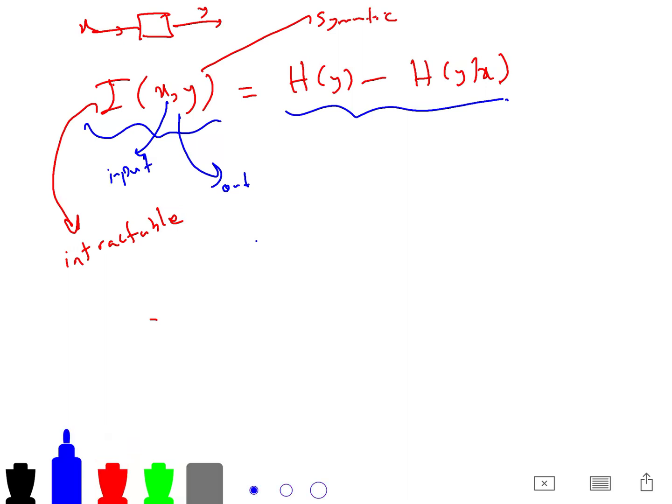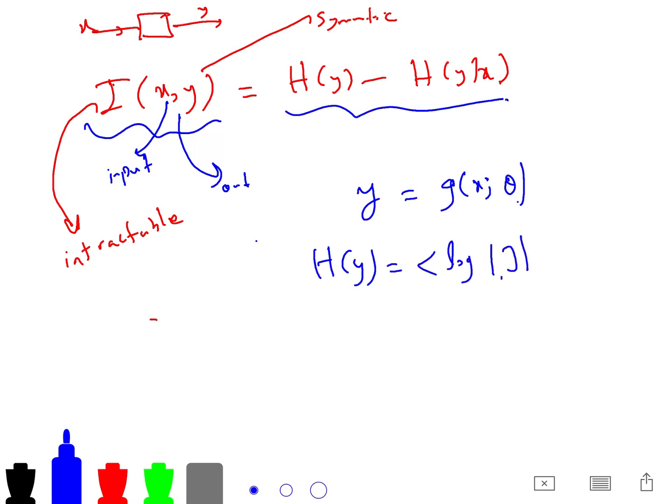And there are a few special cases, but we don't care, because for example, when Y is a deterministic and invertible mapping of X, then you can write H of Y very easily. H of Y is just log of J, and J is the Jacobian, the derivative of yi with respect to xj. This is the Jacobian.